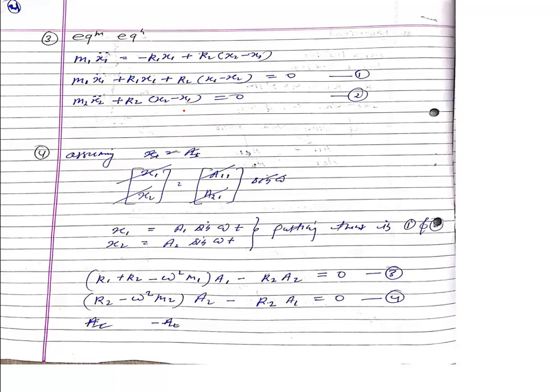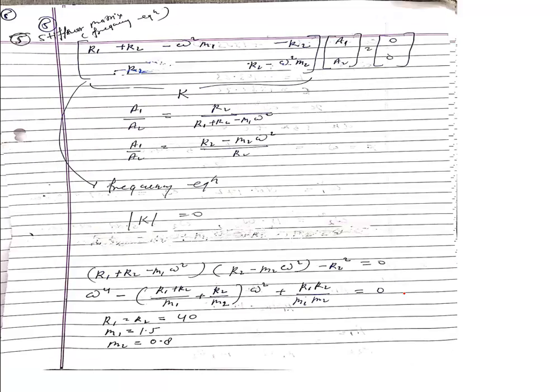So we have done these equations. Assuming that x1 equals a1 sin omega t and x2 equals a2 sin omega t, we always have to assume that the motion is sinusoidal and it is a vibrating motion. Putting these in equations 1 and 2, we have the equations in the form of amplitudes, so we can find the amplitude ratio from this.